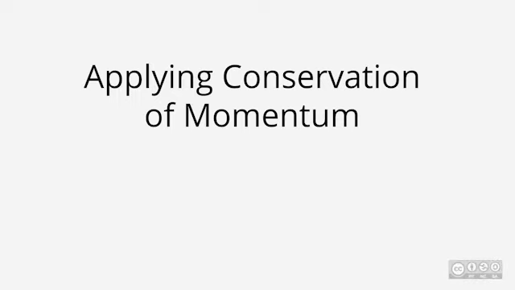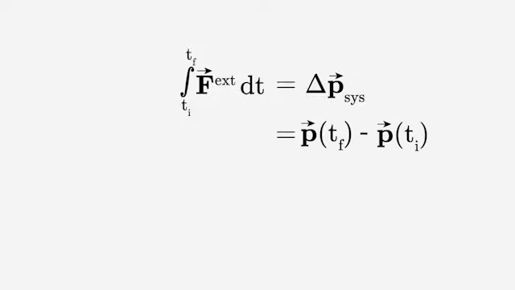Let's examine when the momentum of a system is constant and apply that to solving problems. First, we'll revisit the impulse equation. On the left, we have the impulse, the integral of the total external force acting on a system between some initial and final times. And on the right, we have the change in the total momentum of the system between those initial and final times.